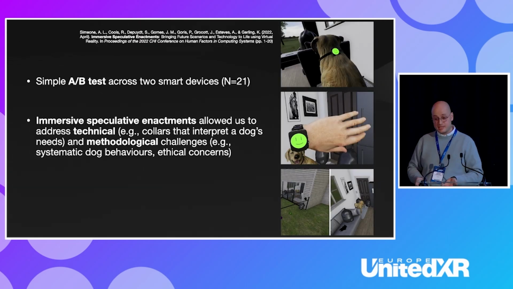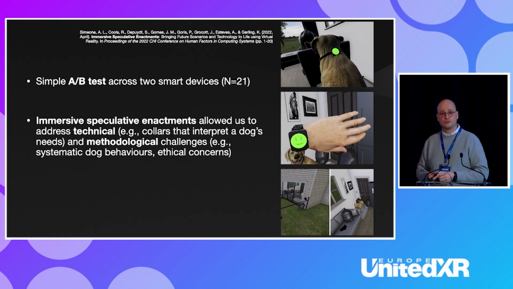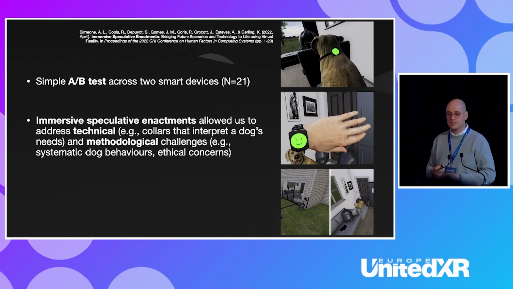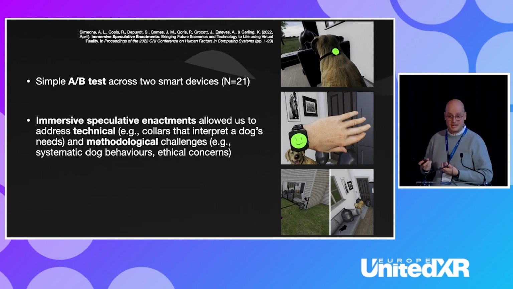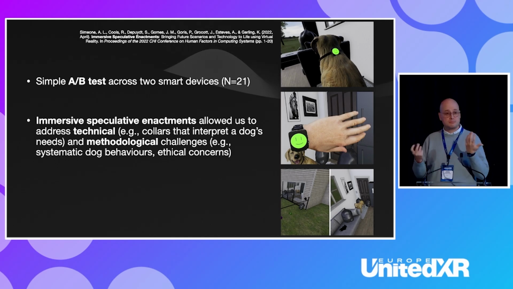The next one is also very simple. Let's imagine another future that is not possible, but we can test it in VR. We can interpret dogs' needs. We can represent them as speech, or in this case as an icon, if they're hungry, if they're thirsty. And then we had a very simple question: where would I represent this information?